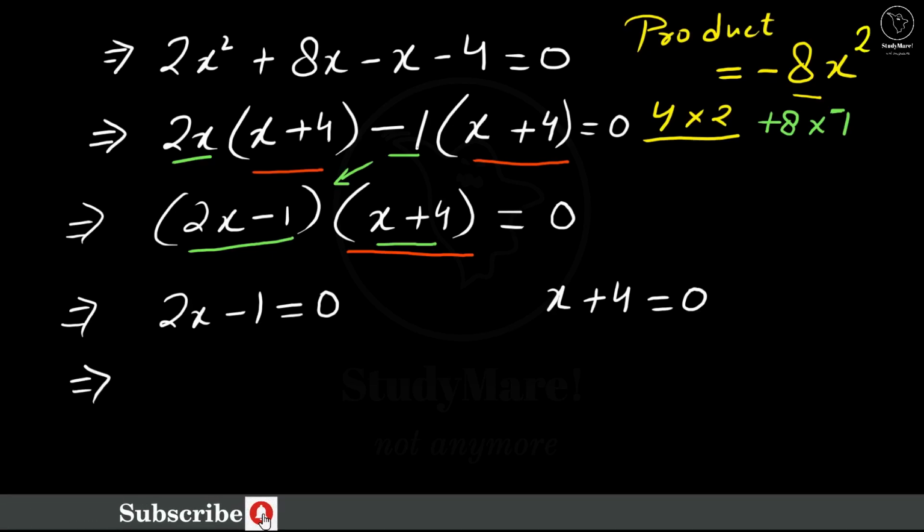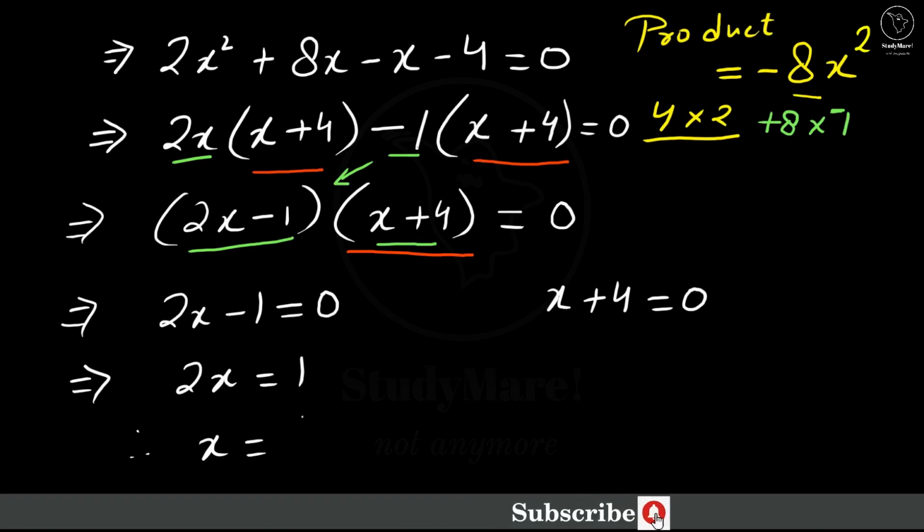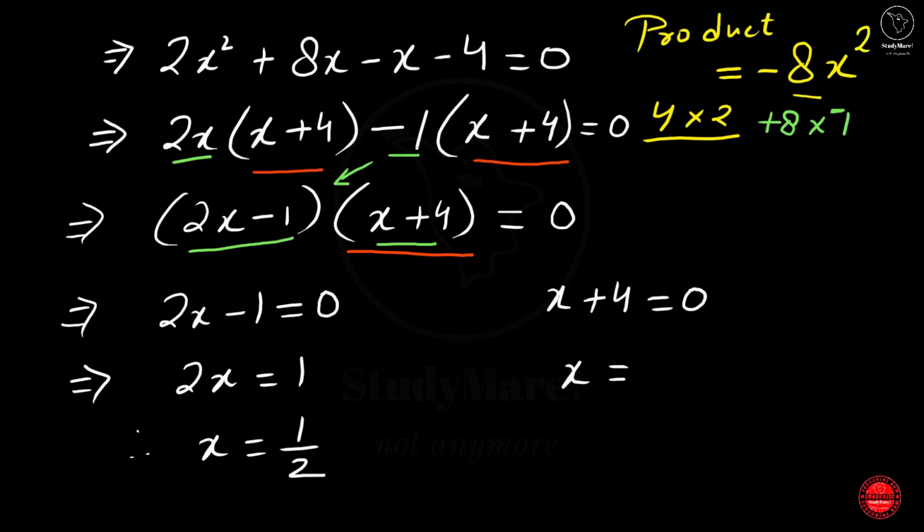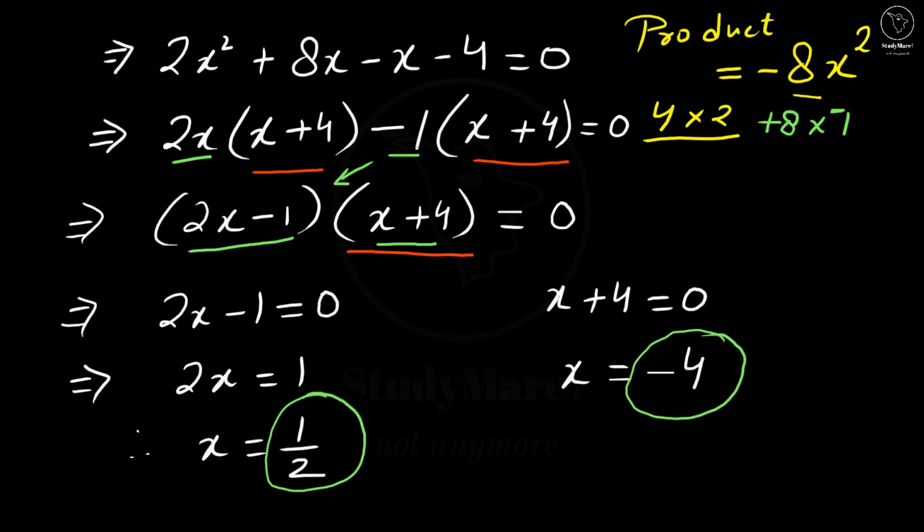Solving this further, we get 2x is equal to 1. Therefore, x is equal to 1 by 2. This side, we simply get x is equal to minus 4. So, one of the zeros is 1 by 2, another zero is minus 4. You can write any of these as the answer if it is an open-ended question.